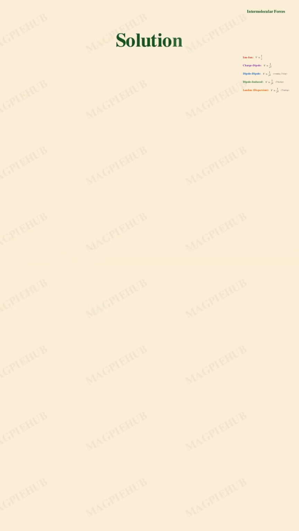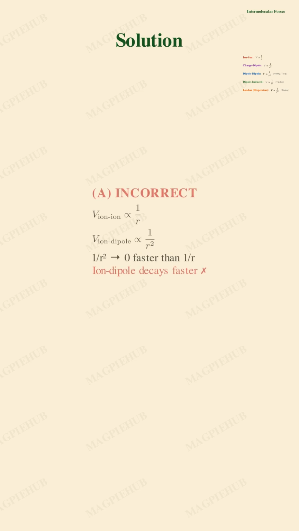Option A says the potential energy between 2 point charges approaches 0 more rapidly than between a point dipole and a point charge. Ion-ion potential goes as 1 over r, while ion-dipole goes as 1 over r squared. Since 1 over r squared approaches 0 faster than 1 over r as r goes to infinity, the ion-dipole potential approaches 0 more rapidly, not less. So option A is saying the opposite, it claims charge-charge approaches 0 more rapidly, which is wrong. Option A is incorrect.